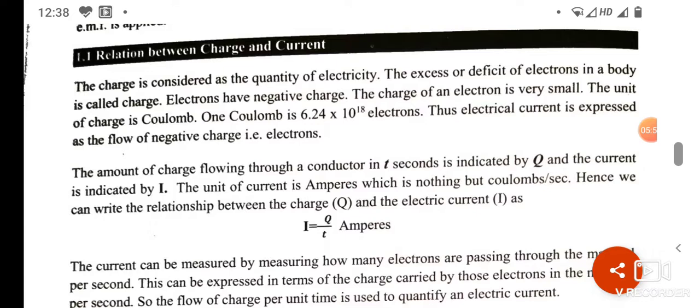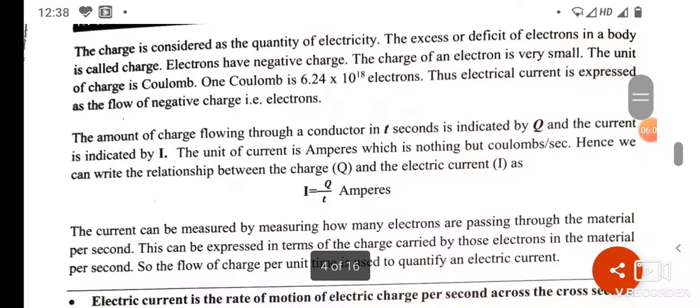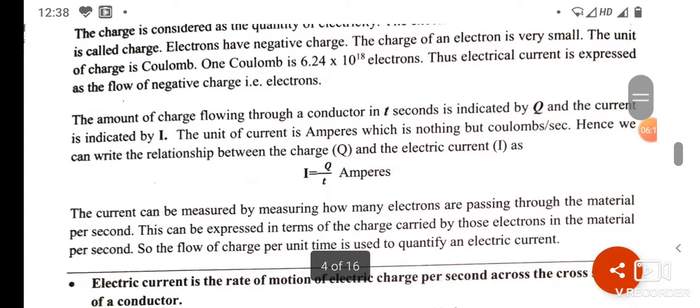We are having 1 coulomb. Charges are taken, the unit of charge is coulomb. 1 coulomb is 6.24 into 10 raised to 18 electrons. That means the amount of charge flowing through a conductor in t seconds can be indicated by Q, and the current is indicated by I. That is, I is equal to Q by T. Q is in coulombs and T is in seconds.